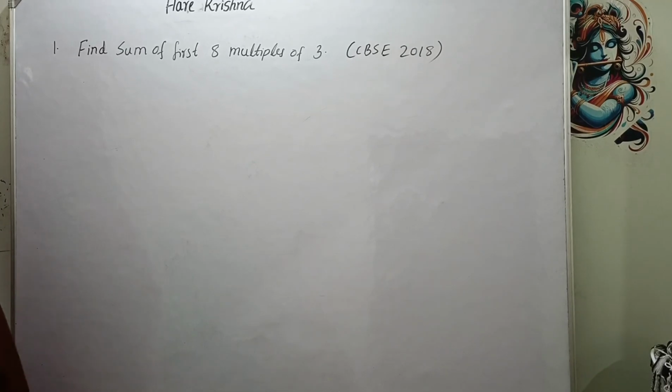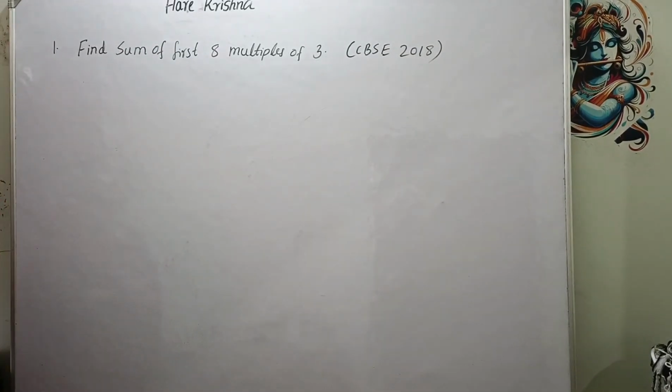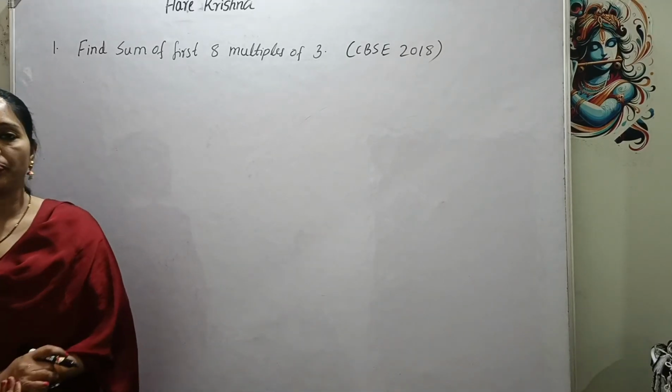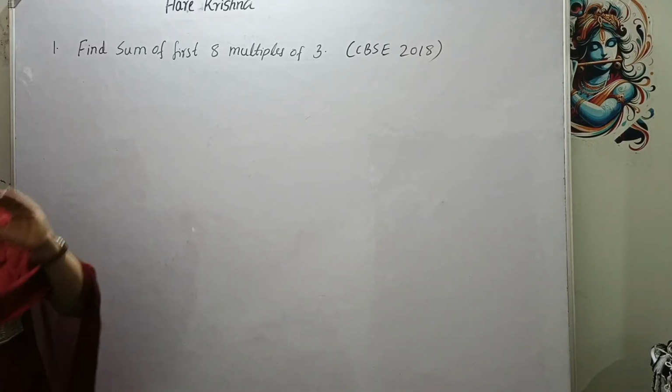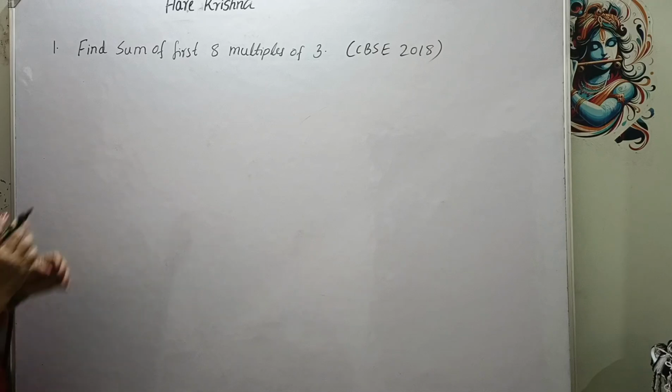Hello everyone, today we are going through some important questions of arithmetic progression. First question, find the sum of first 8 multiples of 3. So here, to find the sum of 8 multiples of 3, we have to write the numbers. That is, 8 multiples of 3.